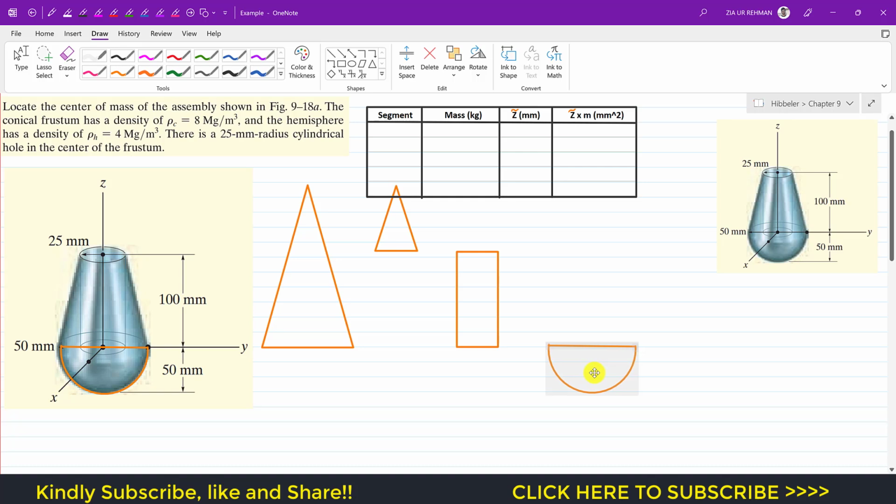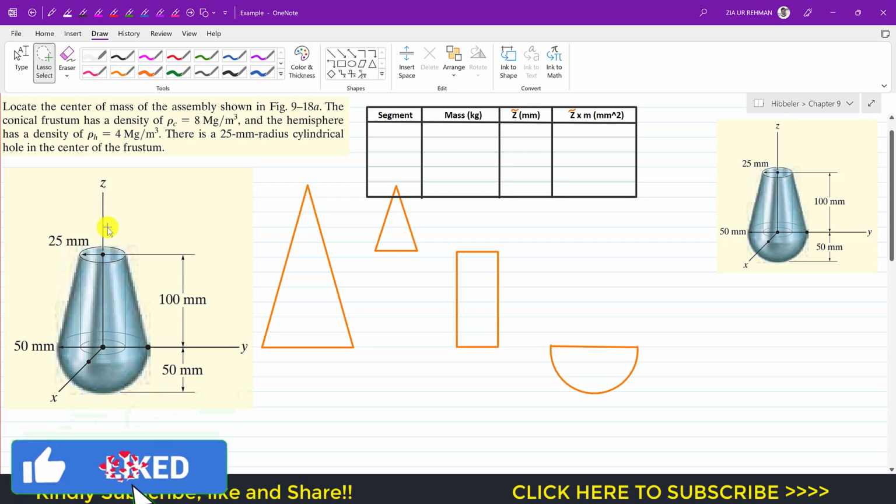So we divide the whole composite body into these 4 segments, and we know the location of the centroids of these 4 segments. For these 4 segments we need to develop this table: segment, mass, z tilde, and z tilde times mass. So z tilde is the location of the centroid of each segment from the origin along the z-axis.